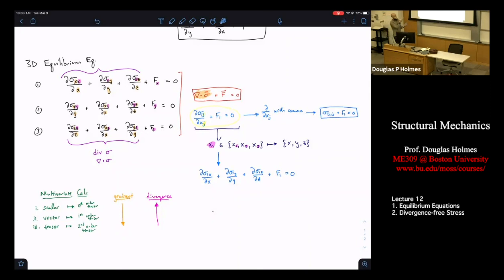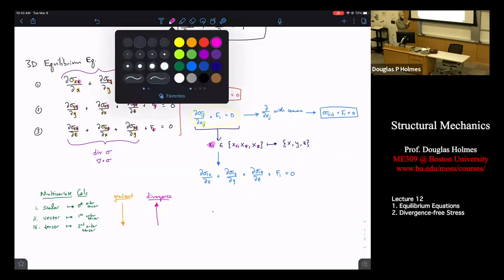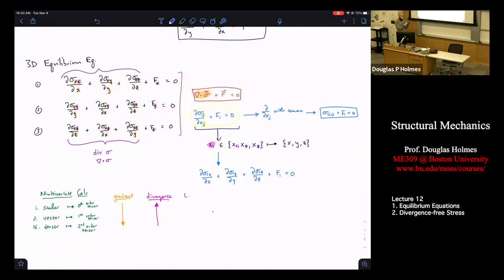There's one more on here. Well, actually, there's two more I can do. This is not really going to help us for right now, but it might be useful to you in the future. The Laplacian.